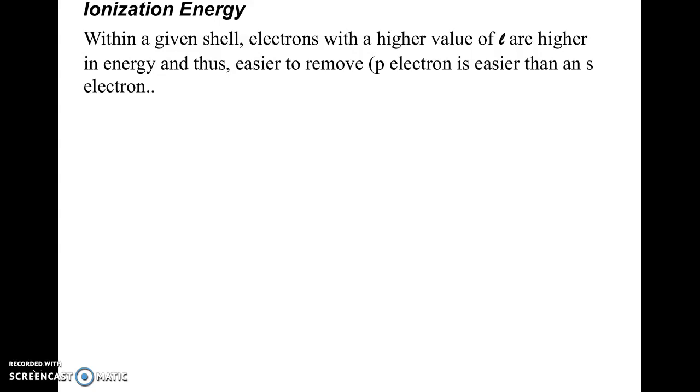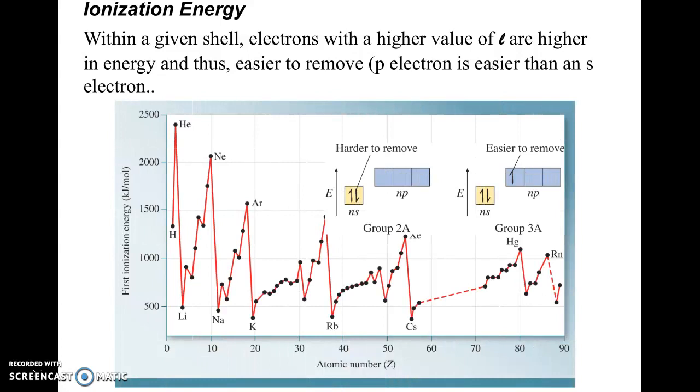And that is within a given shell, so principal quantum number 3 or principal quantum number 4, electrons that have a higher value of L are higher in energy, and therefore they're easier to remove. So an electron in a p orbital is easier to remove than one in an s orbital. And here's a little diagram of that. And so if we look at lithium, the next element is beryllium. So we've filled our s's there. And then when you go to boron, you get a drop in your first ionization energy because you're putting one electron up into that p orbital.